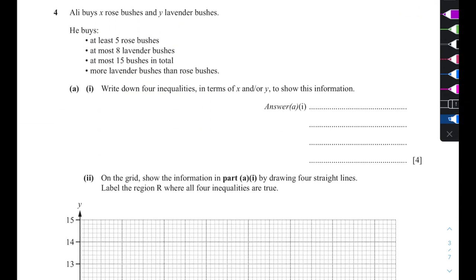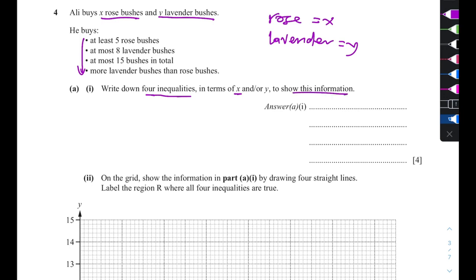It talks about Ali. It says that Ali buys rose bushes, which is X, and then lavender bushes is Y. Okay, I like to keep in mind what I'm looking at. Rose is X, lavender is Y, so that you don't make any mistake. All right, now he buys all this information here. We should write down 4 inequalities in terms of X and or Y to show this information.